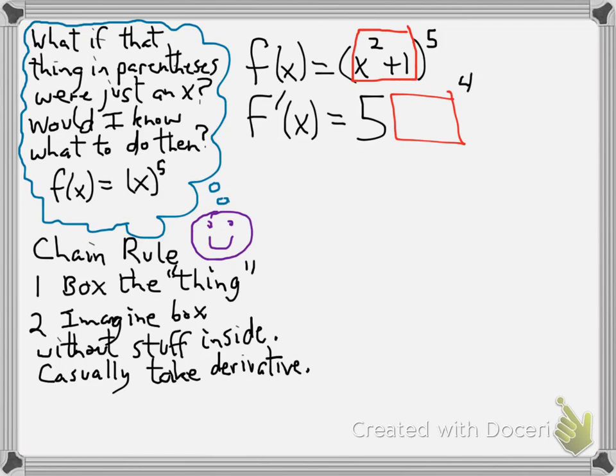This next step is the most important. It's the one that people forget. It's what makes the chain rule unique, is that since we don't just have x in the parentheses, we do have something more complicated like x squared plus 1, we are obligated to continue by writing times d dx of the box. d dx here meaning the derivative with respect to x. And so we'll do that here. Times d dx of box.